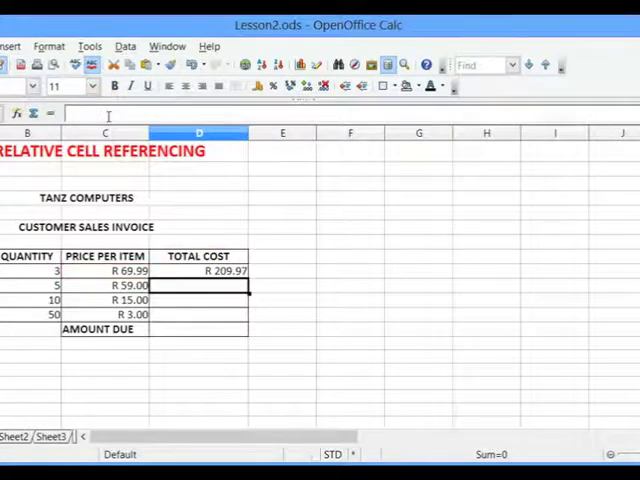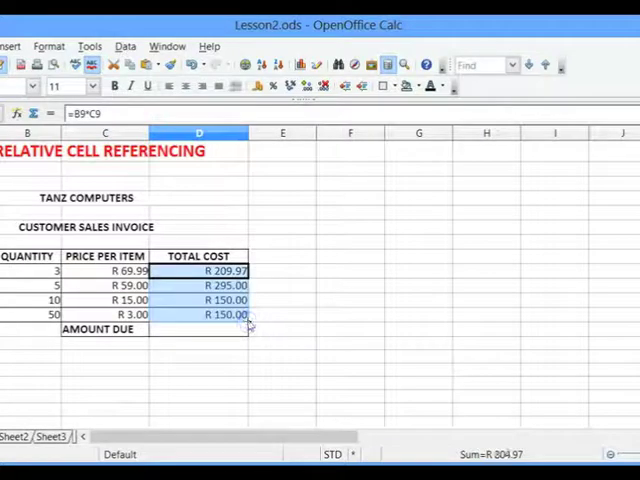I press the enter key and it will give me the value for all the keyboards, the total cost of all the keyboards. I now want to copy this formula down for all the other items that were purchased, and I am going to use the fill handle to copy the formula down.